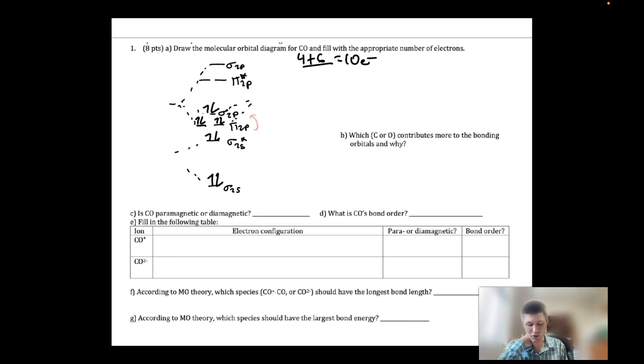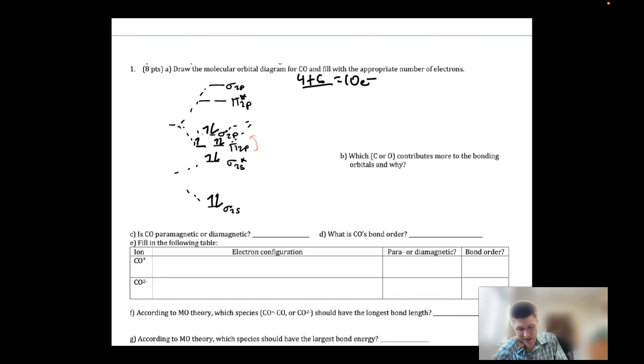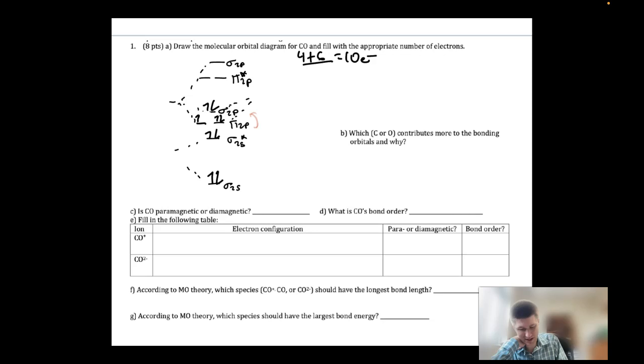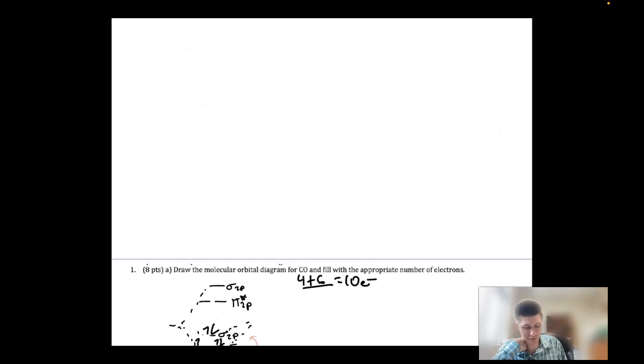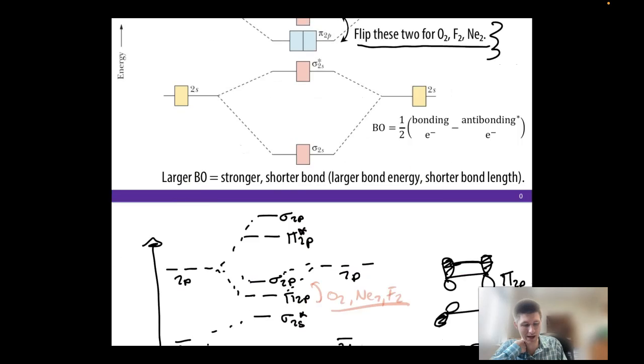We can also now answer these key questions about it. We have, is it paramagnetic or diamagnetic? Well, since all the electrons are paired, it will be diamagnetic. Remember from our key information, again, even going back all the way to exam 1, if it has 1 plus unpaired electrons, it'll be paramagnetic. If there are 2 electrons in each orbital, it'll be diamagnetic.